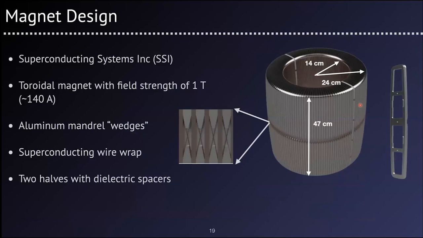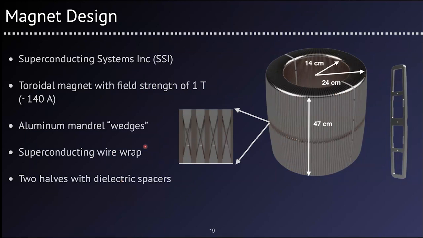Now, as I stated earlier, the magnet design is nearly complete, and we're actually in the process of acquiring several components that go into the magnet design. We've been working with a company called Superconducting Systems, Inc., or SSI. You can see a 3D CAD rendering of the magnet on the right-hand side with small scale. This toroidal magnet is anticipated to reach a field strength of about 1 Tesla and run about 140 amps through it. It consists of these aluminum mandrel wedges. Here you can see this entire toroid is composed of these individual aluminum pieces that are assembled together to form a toroid. And then there is a superconducting wire wrap that goes around the entire assembled device.